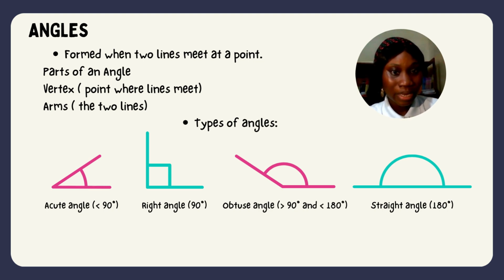It's an obtuse angle. Now, an angle at a straight line is 180 degrees. So when it is exactly 180 degrees, you have that to be what? A straight line angle or a straight angle.